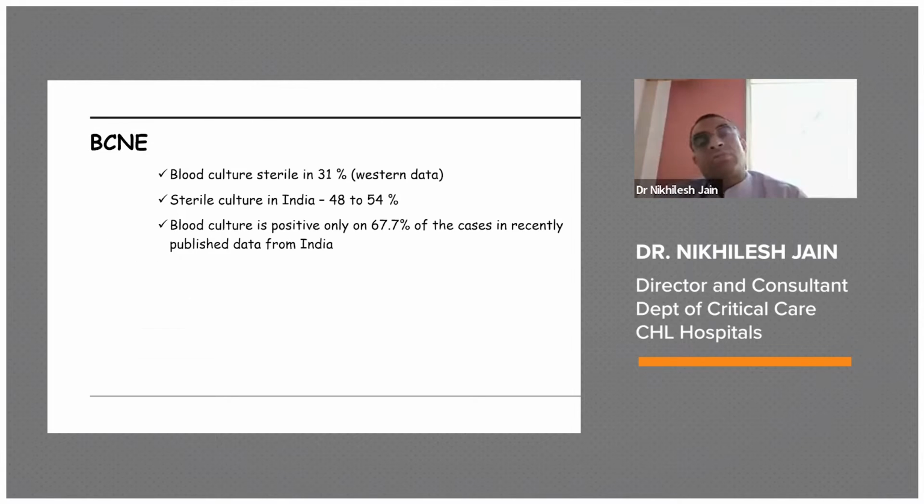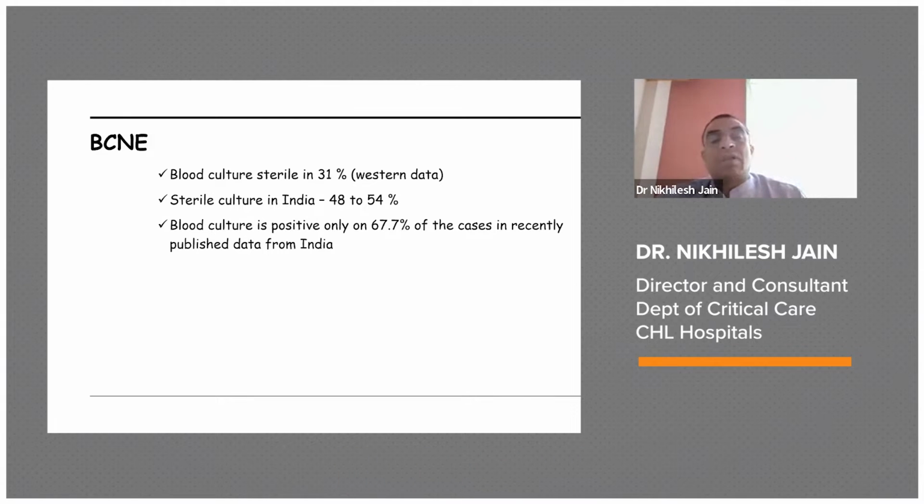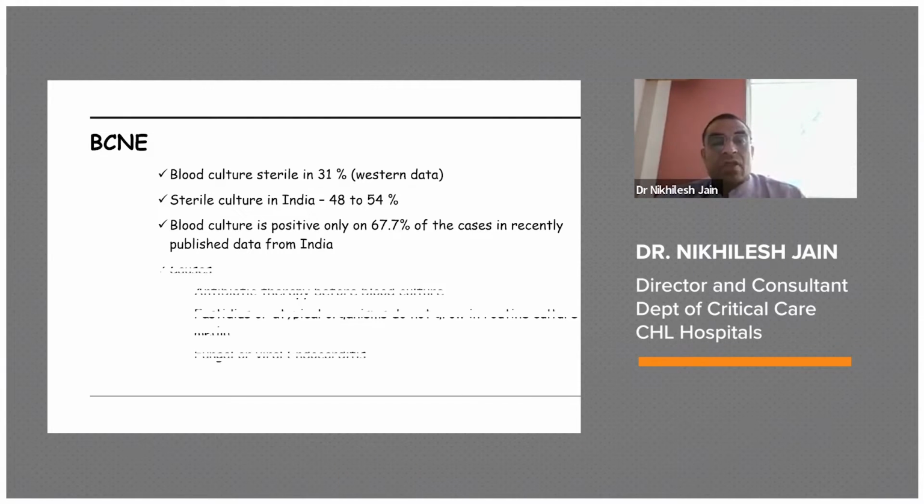So now, you're talking about blood cultures, what is the actual incidence of blood culture negative endocarditis? Now, when we talk in terms of Indian data, blood culture negative endocarditis is to the tune of 48 to 50%, whereas blood culture is sterile in 31% as per Western data. In recently published data from India, roughly up to 1/3 of cases, something like 33.3%, show culture negativity.